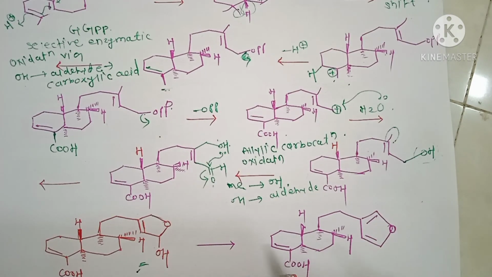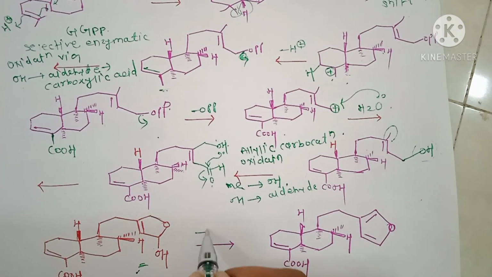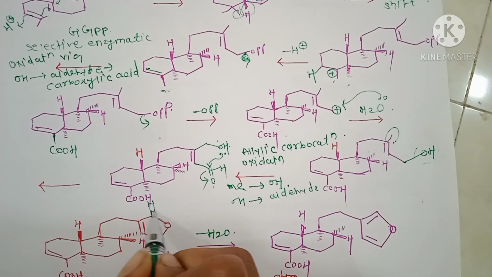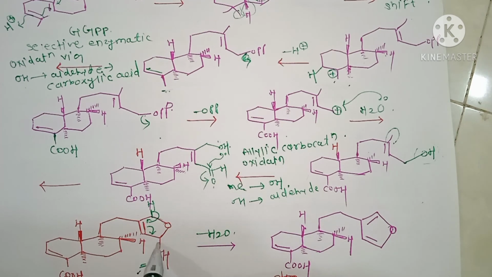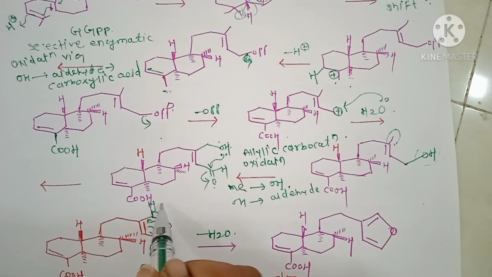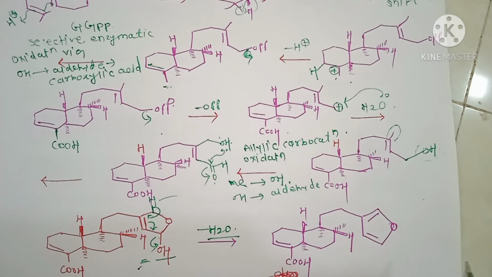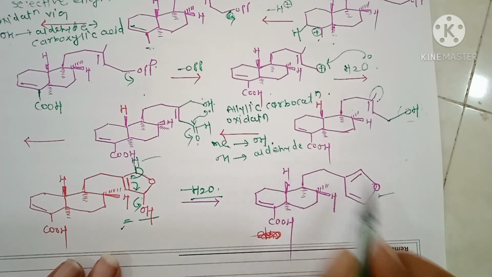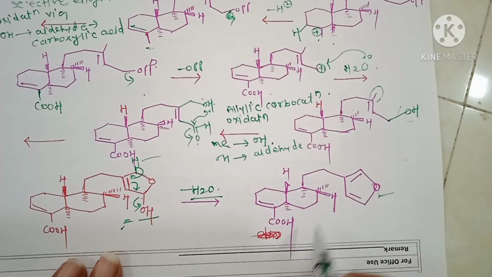Next, loss of water molecule. Here the H, this bond shifted here, this bond shifted here, and here loss of OH and H, loss of H2O, and the formation of furan ring and the structure of Hardwickiic acid.